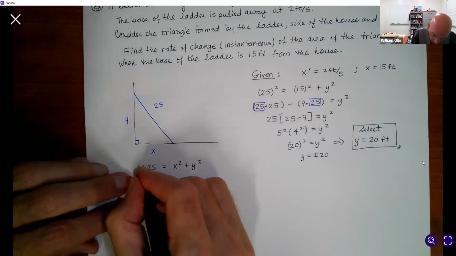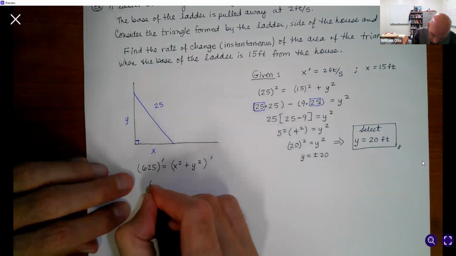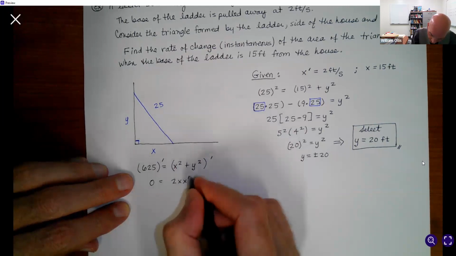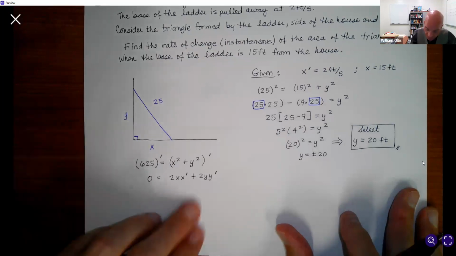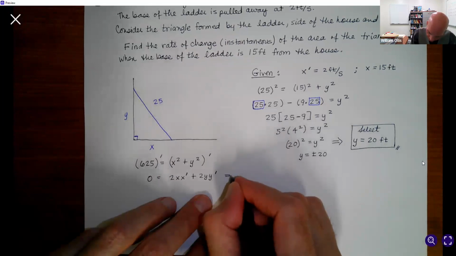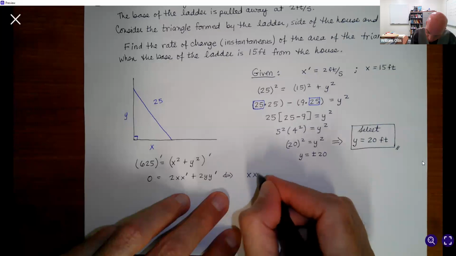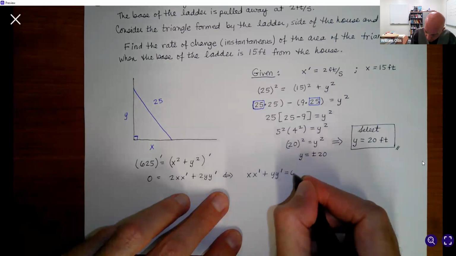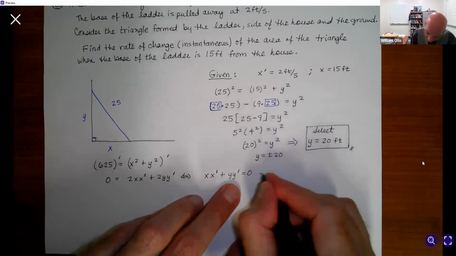And so now we'll go ahead and do the formal differentiation. So we have 0 equals 2x x prime plus 2y y prime. Now, of course, we can divide by the 2's, they just absorb. So we have x times x prime plus y times y prime equals 0. And then, of course, if you like, we can just go ahead and solve for y prime.